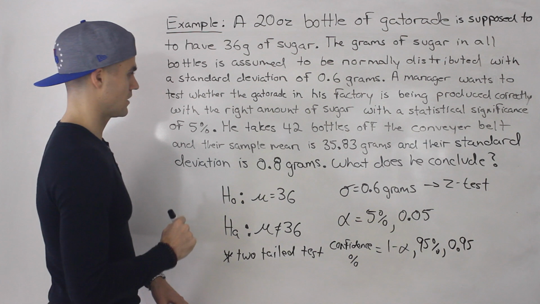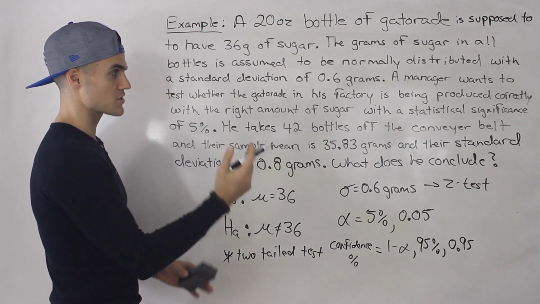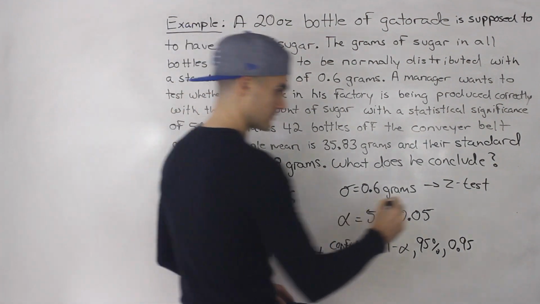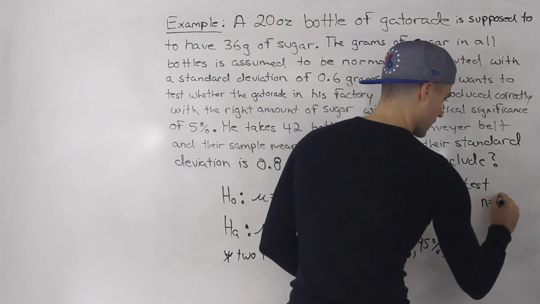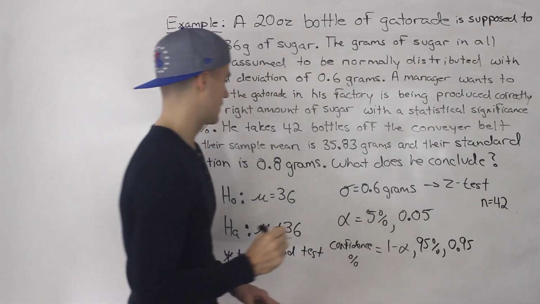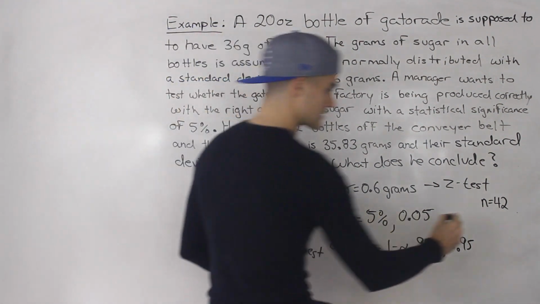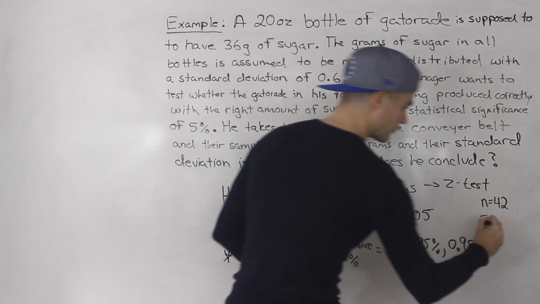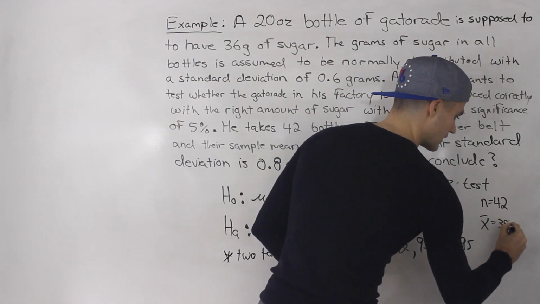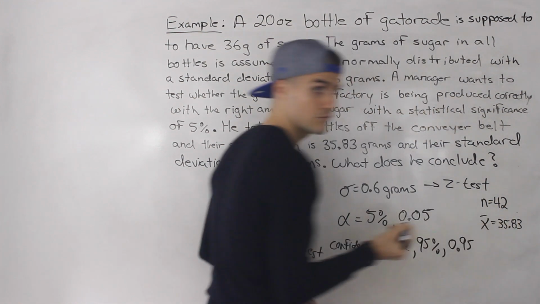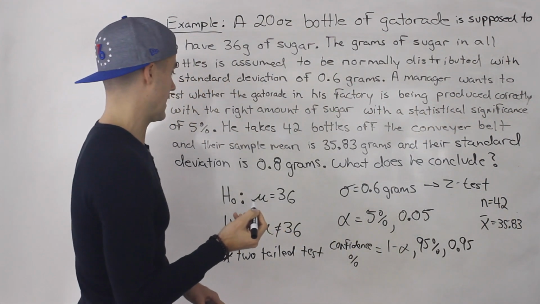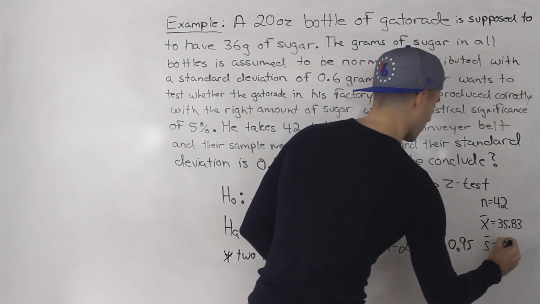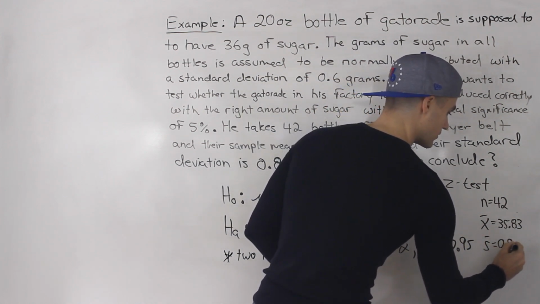Right, so that's good. He takes 42 bottles off the conveyor belt. That's the sample size. He's looking at 42 bottles, so N is 42. Their sample mean, like with confidence intervals, let's represent that with X bar, so 35.83 grams. That's the sample mean of the 42 bottles. And their standard deviation, let's do S bar, is 0.8 grams. So that's the sample standard deviation.